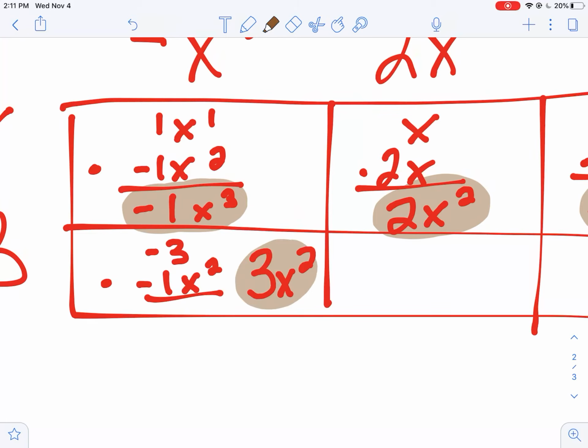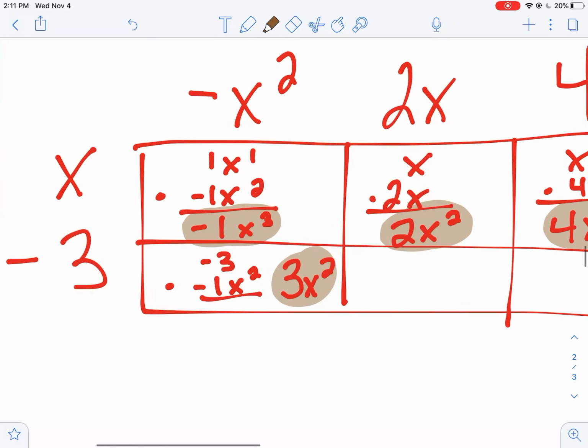I'm going to highlight that because I got a new term here. I'm going to use that negative 3 again because I'm in the negative 3 row. I'm going to multiply it times 2x. Multiply those out. I get negative 6x, which I am now going to highlight.